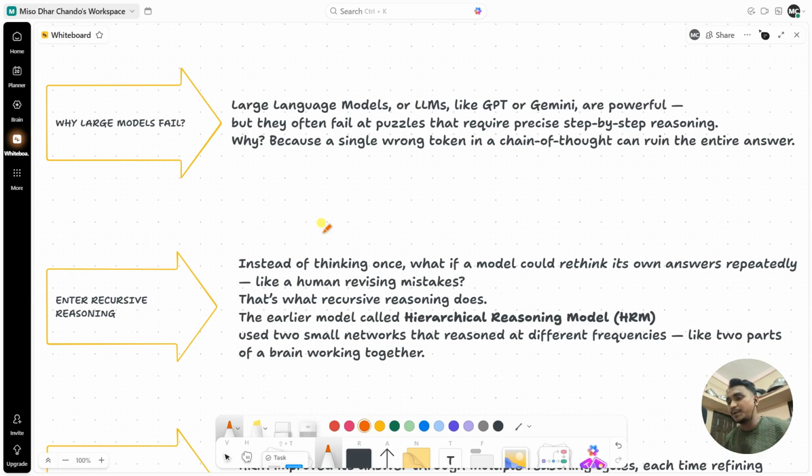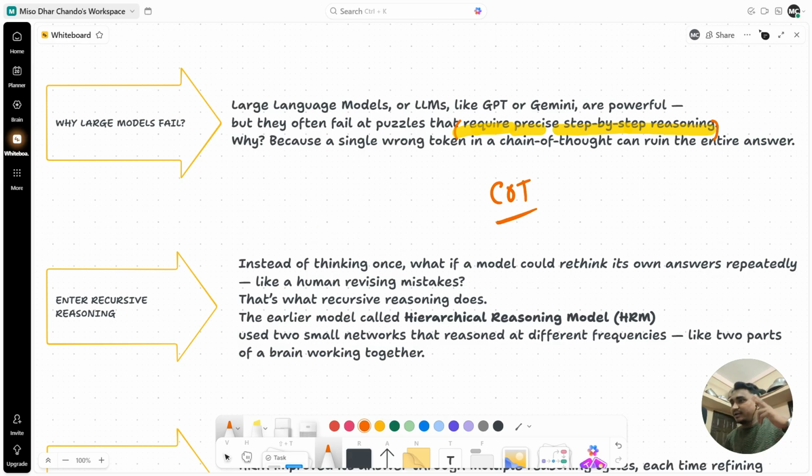You can take a red pen here. See, they require precise step by step reasoning. That's the main thing. Why? Because a single wrong token in a chain of thought can ruin your entire answer, because this is a puzzle problem, right? Now, what is chain of thought? You already know that. What is COT in the large language model? It's nothing but one kind of technique where you give examples.